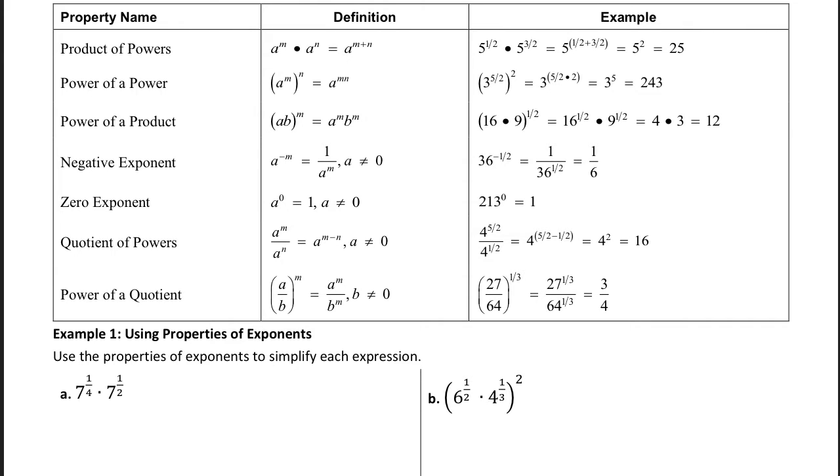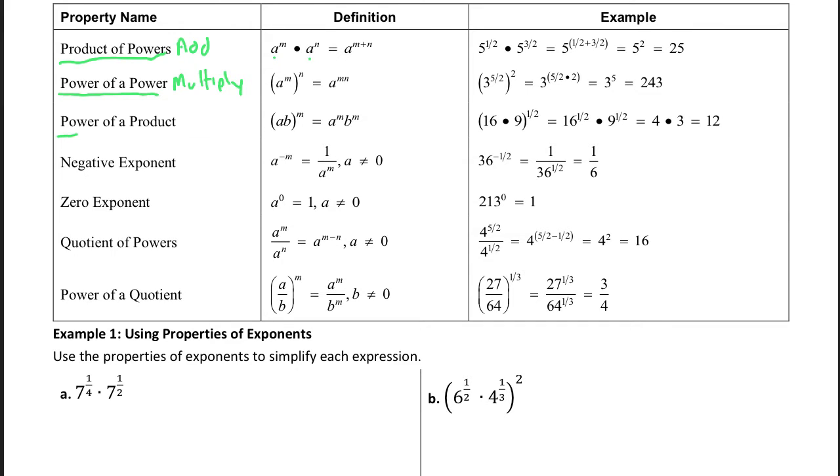So the first one, product of powers. This says if I multiply two powers with the same base, I add the exponents. I've got a little example with numbers on the right to help you with that. Next one, a power of a power. If I raise a power to a power, I multiply the exponents.